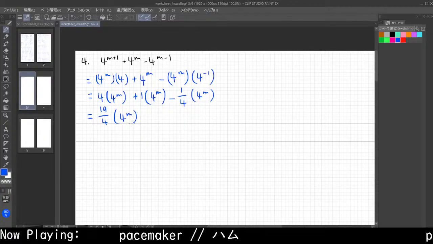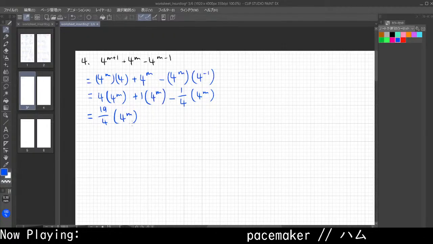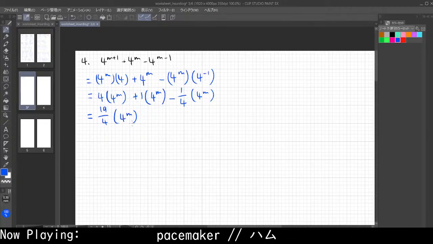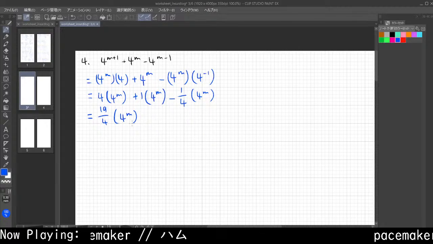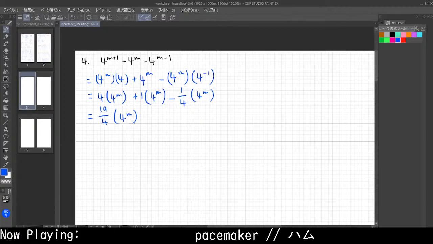Your 4 to the m is a constant. You can do this only because all 3 terms are in terms of 4 to the m, so they are varying numbers of 4 to the m. Your 4 to the m will still be there because this is not a fraction, you have nothing to divide it by, therefore your 4 to the m will just stay there.